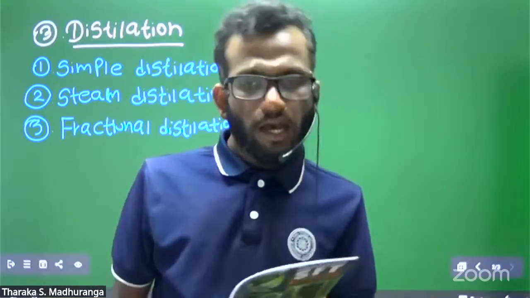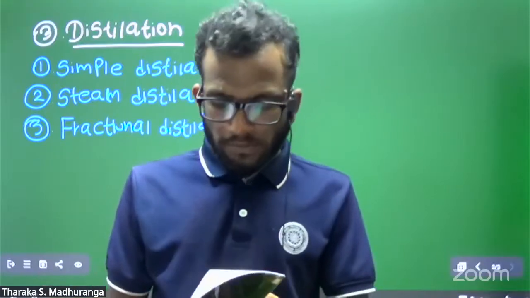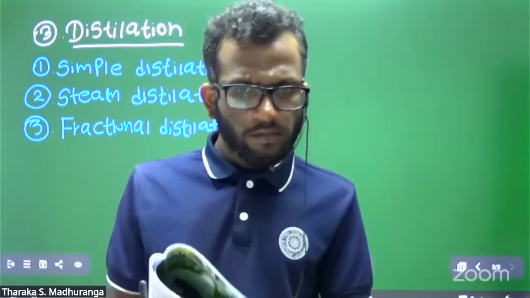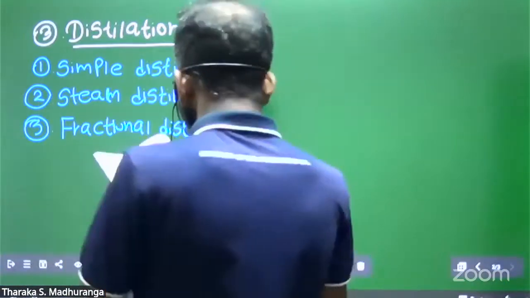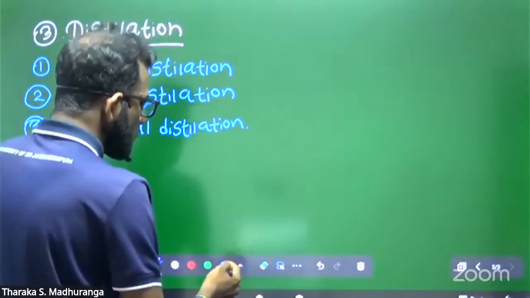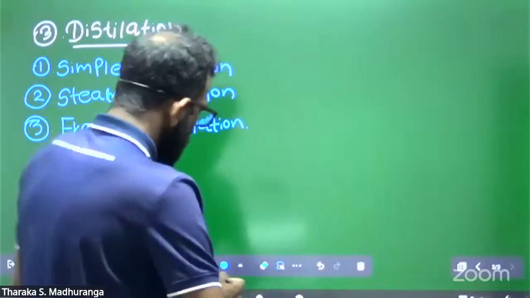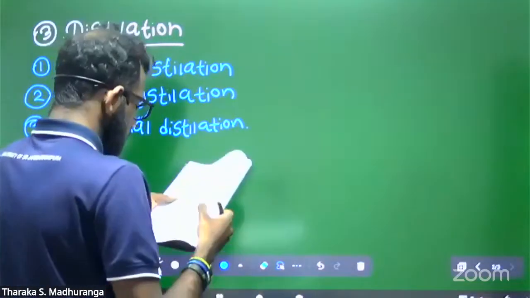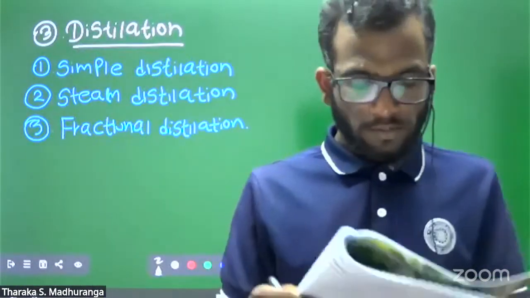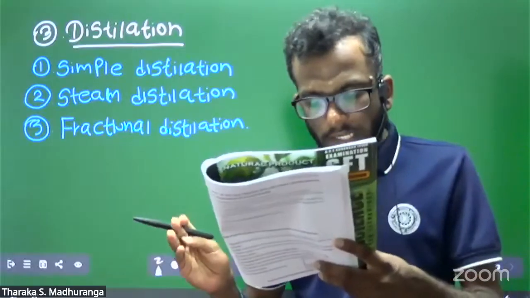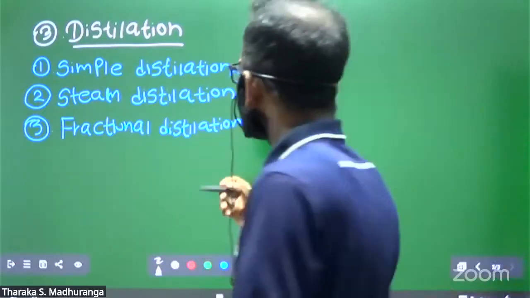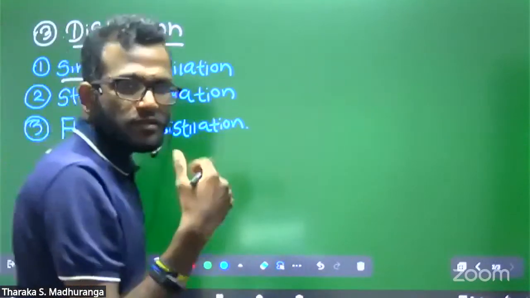The distillation is done in three ways. Mixing with water and heating, that's simple distillation. The textbook says mixing plant material with water. Actually, water is one solvent. It should be mixing plant material with a solvent. That is the perfect way. Mixing plant material with solvent and heating, that's the simple way. That's why we call it simple distillation.